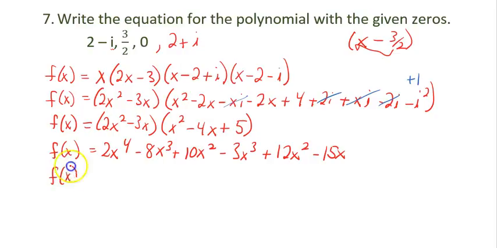And then the last step is just to combine any like terms that I can. So negative 8 and negative 3 will be negative 11x cubed. 10x squared and 12x squared will be 22x squared. And then I just have that negative 15x on the end. So here's the polynomial with those given zeros. And that finally concludes this lesson.